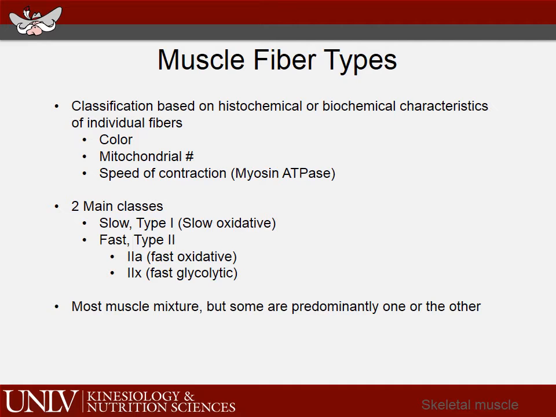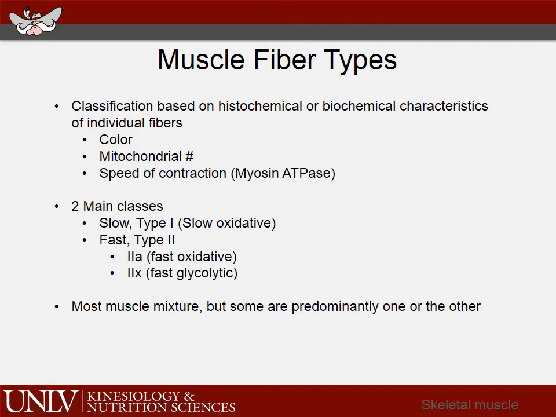But classifications can be based on histochemical or biochemical characteristics of an individual fiber. Some of these include color, the number of mitochondria, and the speed of contraction. This goes back to that myosin ATPase that we talked about a couple slides previously, where depending on what kind of ATPase the myosin is, the contraction could be slower or faster, and that's where that comes from. But the main types that we're going to talk about here, of course, there are 2 main types, and then with one, there's a couple broken down.